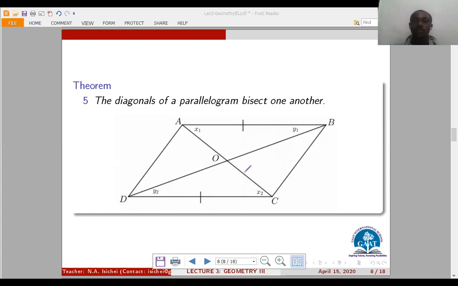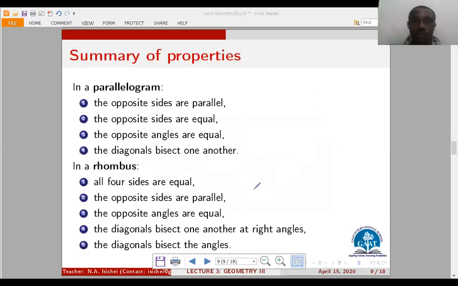This is the fifth theorem. I'll explain the proofs of theorems 4 and 5 in a different video to minimize the weight of the video. All right, so let's go into some summaries of properties. We want to summarize the properties of those 4 shapes that we saw earlier. The first one is a parallelogram. In a parallelogram, the opposite sides are parallel, the opposite sides are equal, the opposite angles are equal, and the diagonals bisect one another.